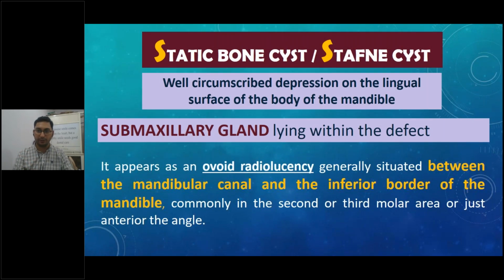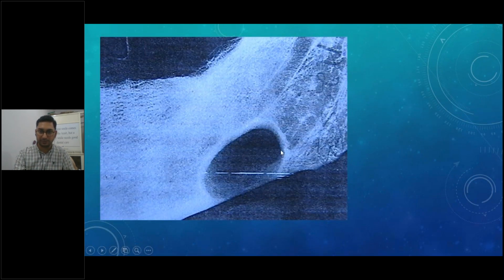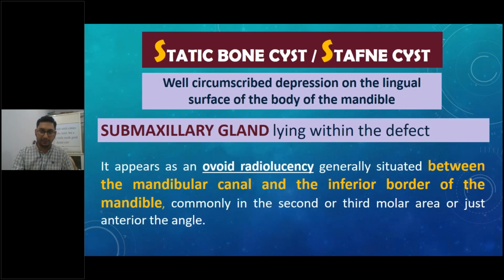It is during development. During development, this gland is left on the body of the mandible in a depression. And when we see it radiographically, it appears like this. It is basically a depression, giving a cyst-like appearance. Though it is not a cyst, it gives a unilocular cyst-like appearance. I'm repeating, it is the submaxillary gland trapped on the lingual side of the body of the mandible, right? So I hope this is clear, very easy.